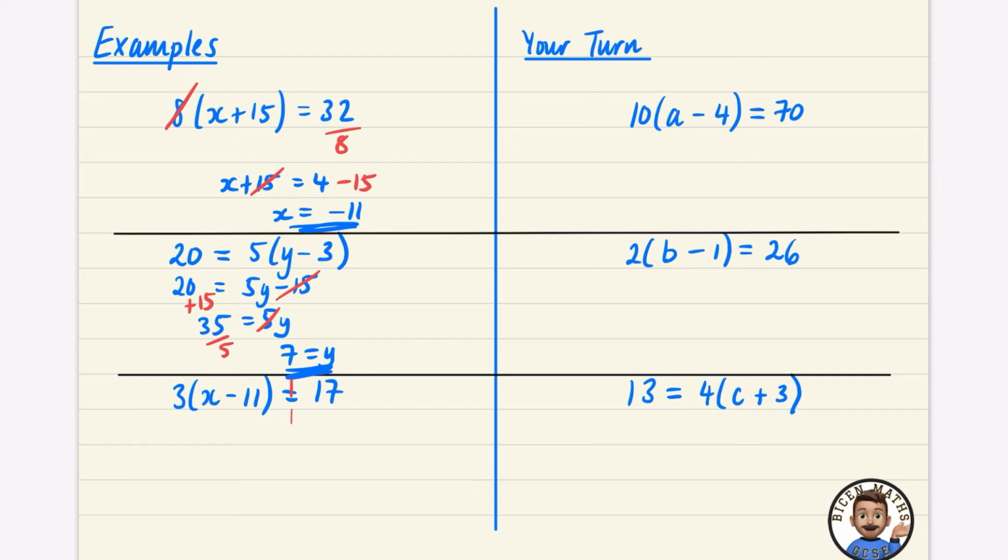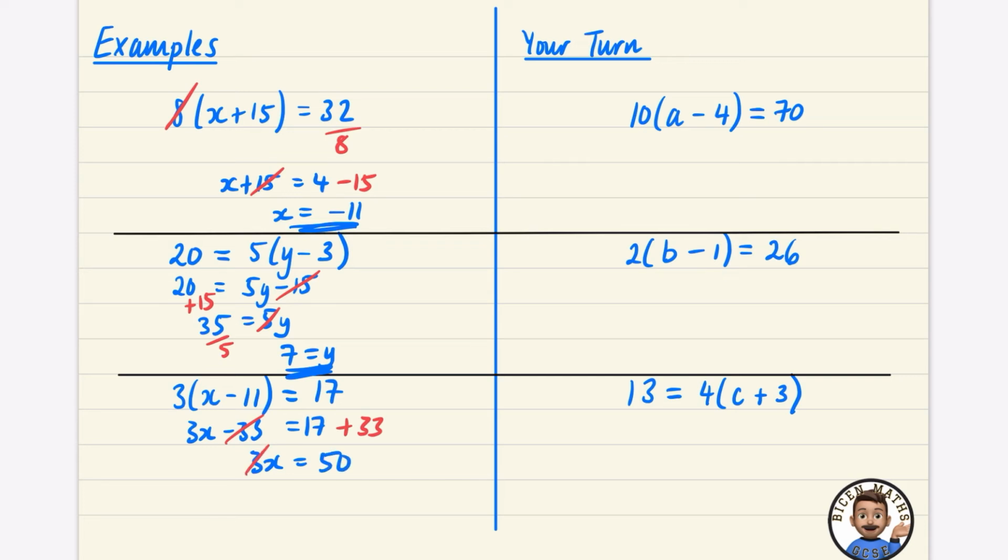Last one down here before you have a go. I said I was going to stop doing that. I'm going to expand the brackets. So that's 3x minus 33 equals 17. I'm then going to add the 33. So 3x is equal to 17 plus 33. That's 50. Yeah, it's definitely 50.